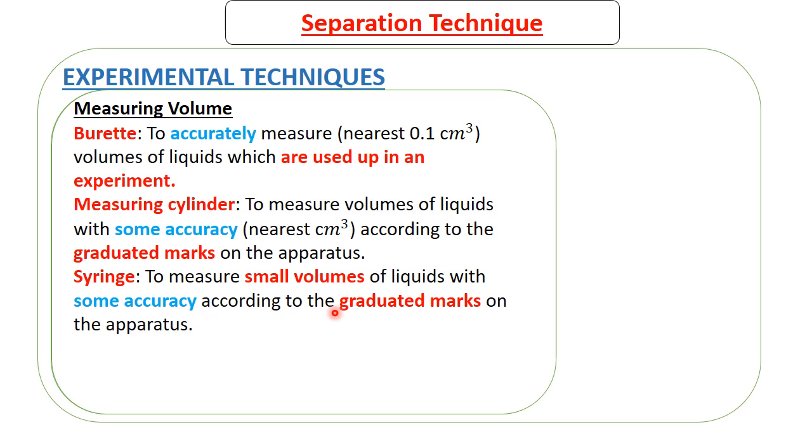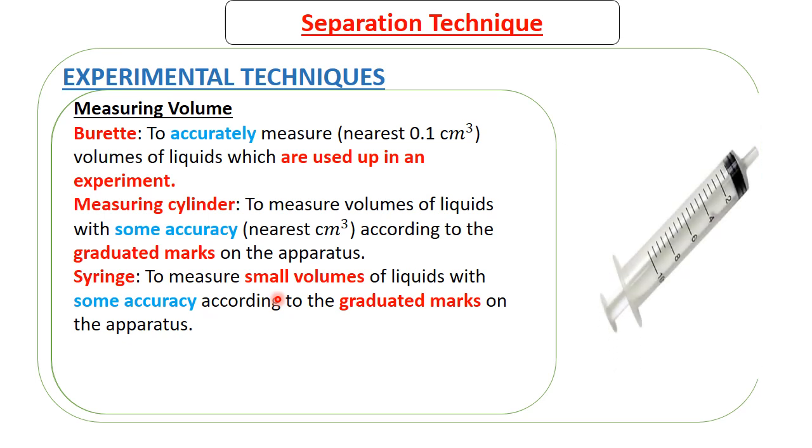Then we've got the syringe. So this is used to measure small volumes of liquids with some accuracy according to the graduated marks on the apparatus. The keyword here is small volumes, again to some accuracy, just like the measuring cylinder. The only difference is the syringe is used to measure small volumes, and the measuring cylinder is used to measure any volume that is within the limit. Of course, you cannot measure maybe 100 liters, you can't. But the syringe is just small volumes. A syringe is the normal syringe that we know, this one. So this is used to measure small volumes of liquids with some accuracy.